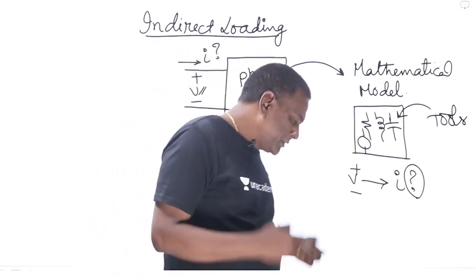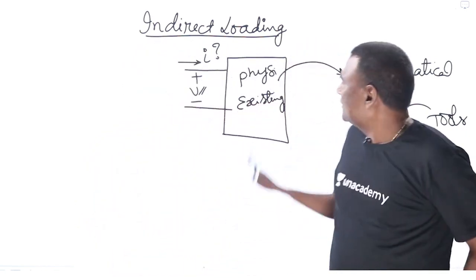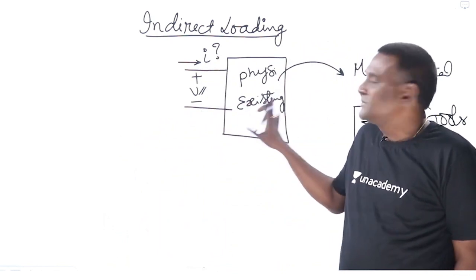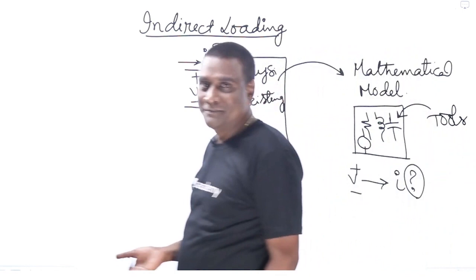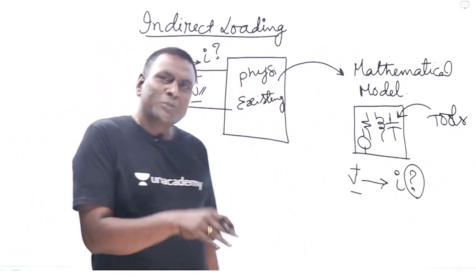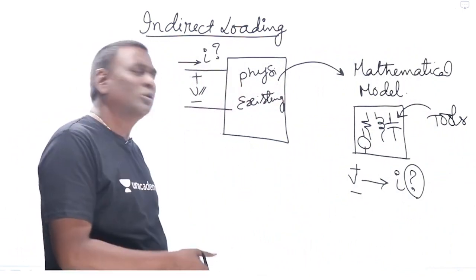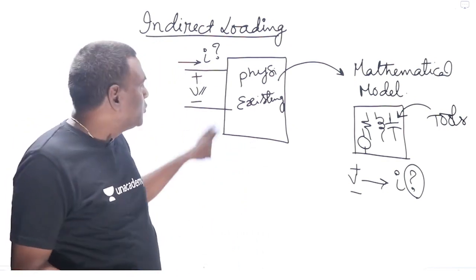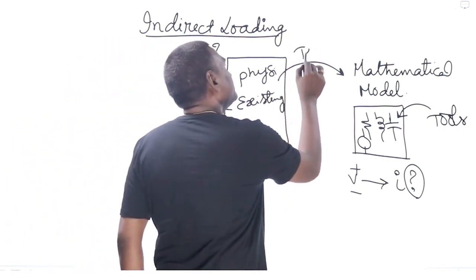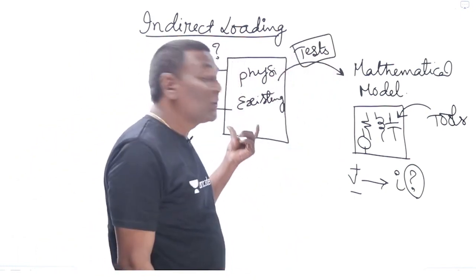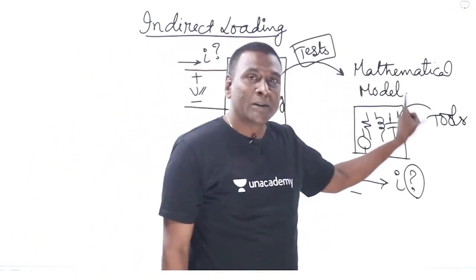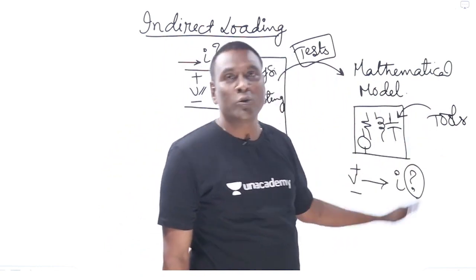Now some people may think, how to convert, for example, a motor or generator into a mathematical model? We have different tests. We see the open circuit test, short circuit test, block rotor test, so many tests will be there. By using those tests, we are going to convert the physically existing system into a mathematical model, and upon the mathematical model only we are going to work out.